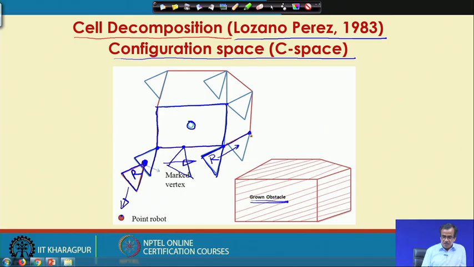So, this will be the marked vertex and this will be the position of the robot, and once it has reached this, now it can slide in this direction, keeping the orientation of the marked vertex the same. Then gradually I am going to reach this position. So, this will be the locus of the marked vertex.